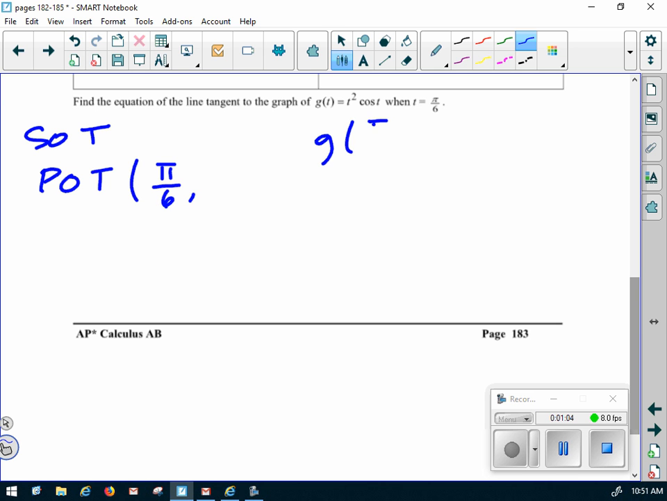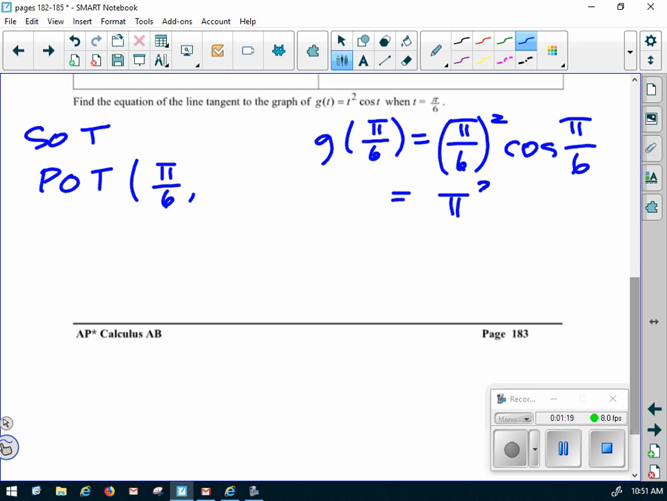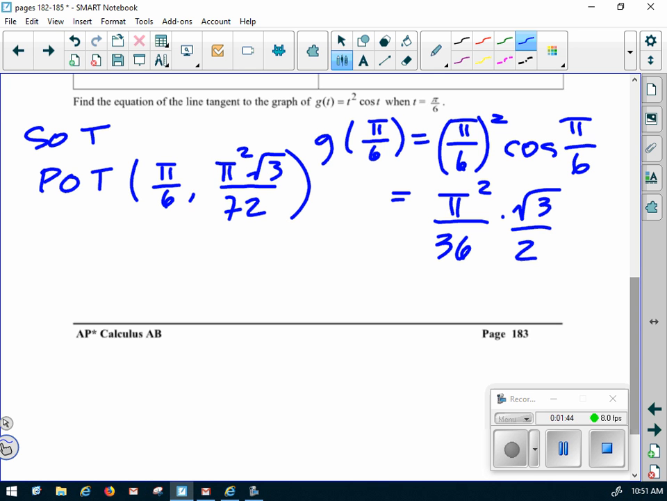Let's find the y value of the point of tangency. So g of pi over 6 is, this is going to look ugly, but it's okay. Pi squared over 36 times what? Cosine of pi over 6? Root 3 over 2. You're going to write pi squared times root 3 over 72. That's your point of tangency.